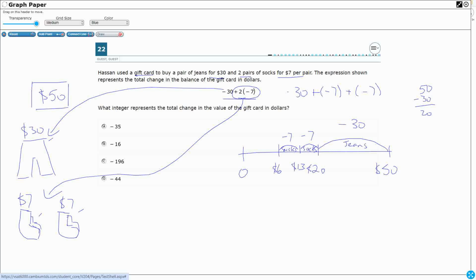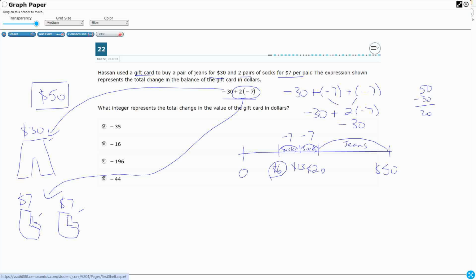But since you have 2 negative 7s, you can also combine these and just say negative 30 plus, and then there's 2 negative 7s. So we combined those 2 negative 7s into 2 times negative 7. Okay? So if the question asked how much money is left on the gift card, if they gave you a $50 starting balance, you can say, well, I've got $6 left.